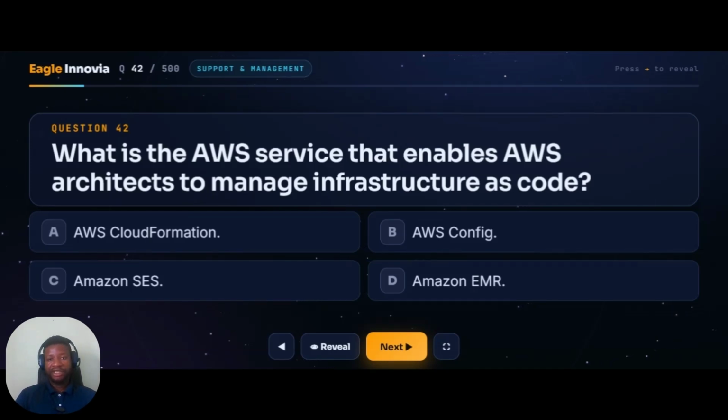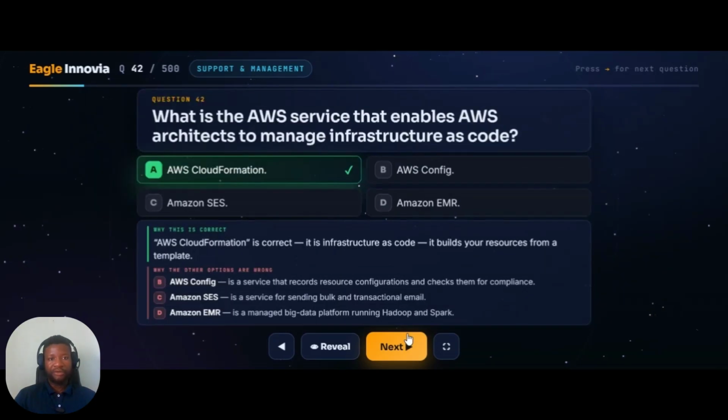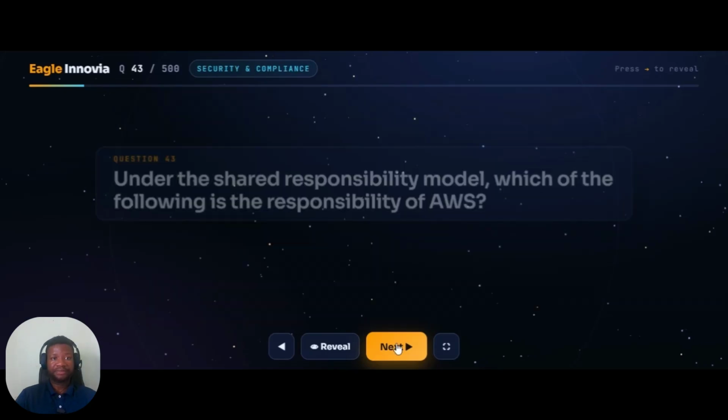D. Amazon EMR. The correct answer is AWS CloudFormation. This is AWS infrastructure as code, which builds AWS resources from a template. You can pause the video to see what the other options stand for and why they are not correct in this instance.